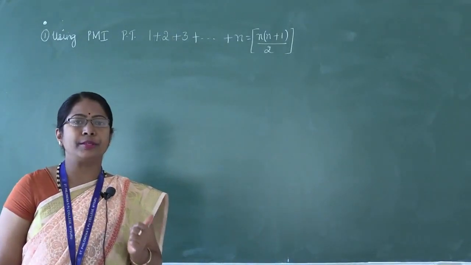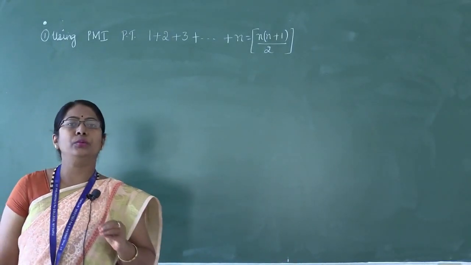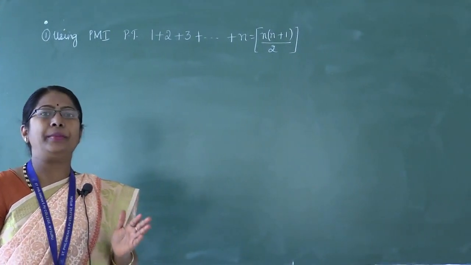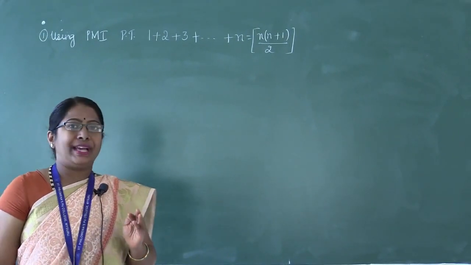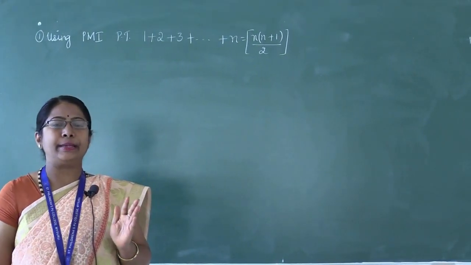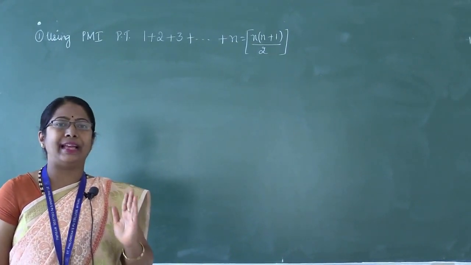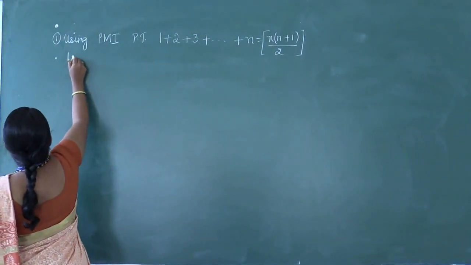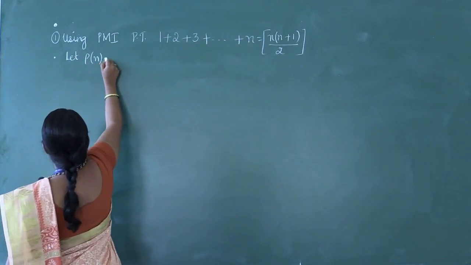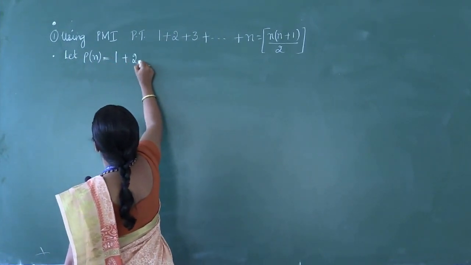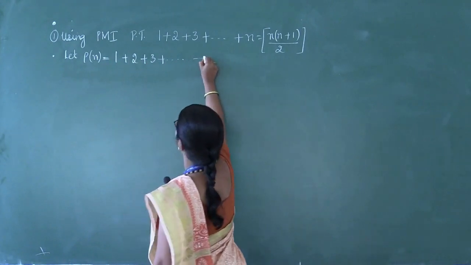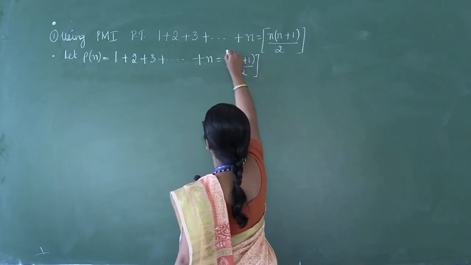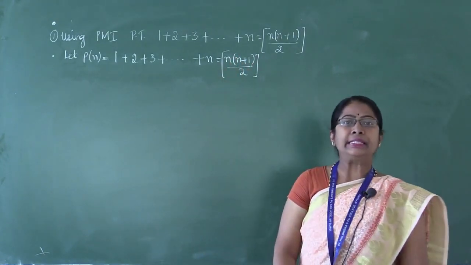The first problem is, using PMI, prove that 1 plus 2 plus 3 plus etc. plus n is equal to n into n plus 1 by 2. So as discussed earlier, what is the first step? We shall denote the given statement as P of n. So first step, let P of n be 1 plus 2 plus 3 plus etc. plus n is equal to n into n plus 1 by 2. We have denoted the given statement as P of n.